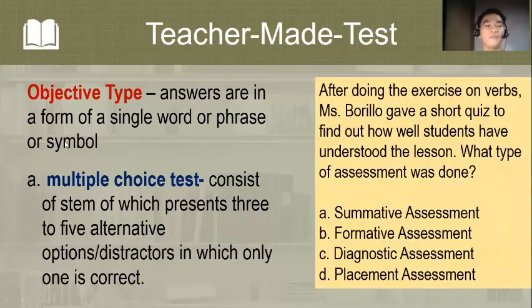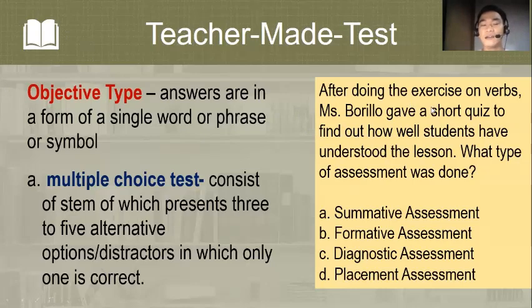We have here the STEM, take note of the key terms. We have the STEM here, and then we have the distractors. Now, very important, we are familiar with the multiple choice type of test. However, we are not taught how to determine each part. So we have here an example of a multiple choice type of test.